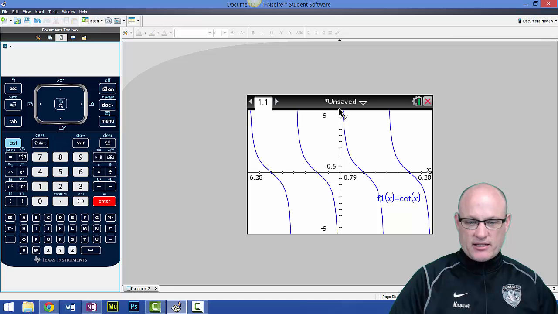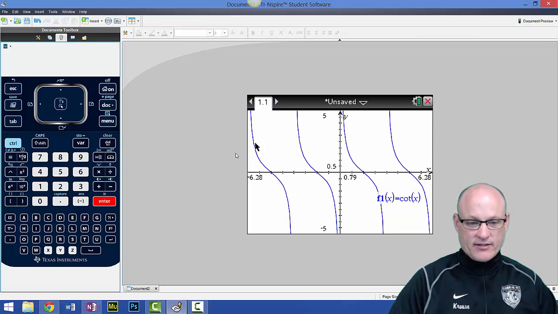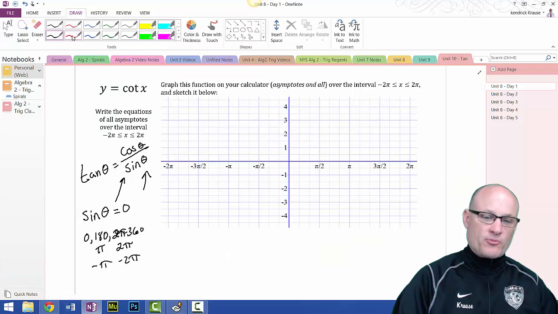Notice where its lines of asymptote are. I said it was going to be at 0 and at pi and at 2 pi, or negative pi and negative 2 pi. So anytime you're going to graph these, draw your asymptotes in first.